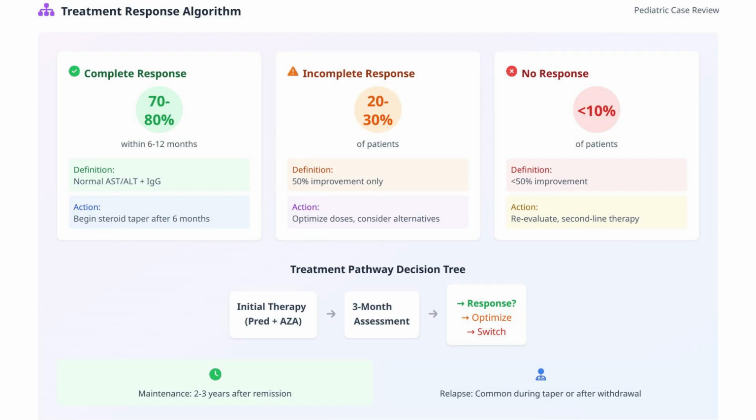This flowchart illustrates the assessment and management of treatment response in pediatric autoimmune hepatitis. Complete biochemical response is defined as normalization of transaminases and IgG, which occurs in 70 to 80% of patients within 6 to 12 months. Incomplete response warrants dose optimization or consideration of alternative agents. Non-response or disease progression should prompt re-evaluation of the diagnosis, assessment of medication adherence, and consideration of second-line therapies. Once complete biochemical response is achieved and maintained, gradual steroid tapering can begin while monitoring for relapse.